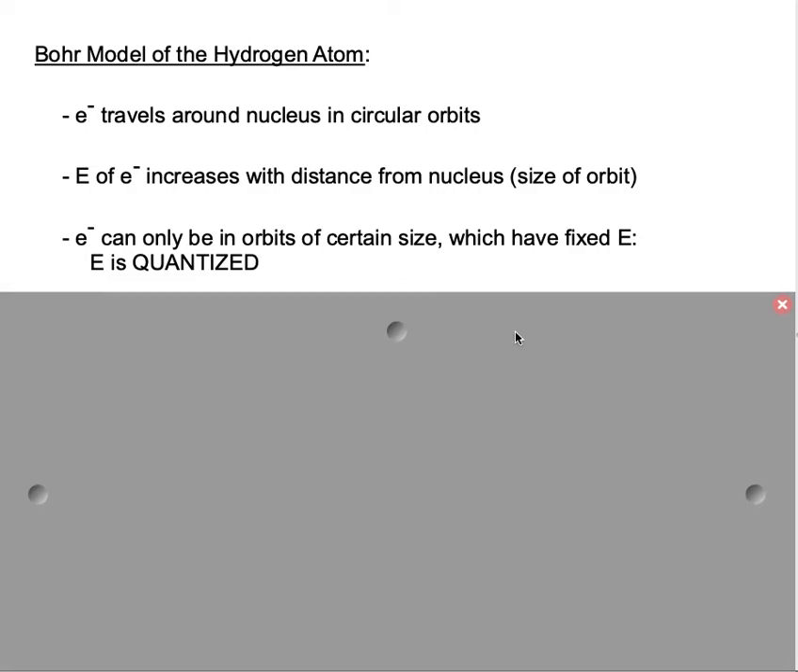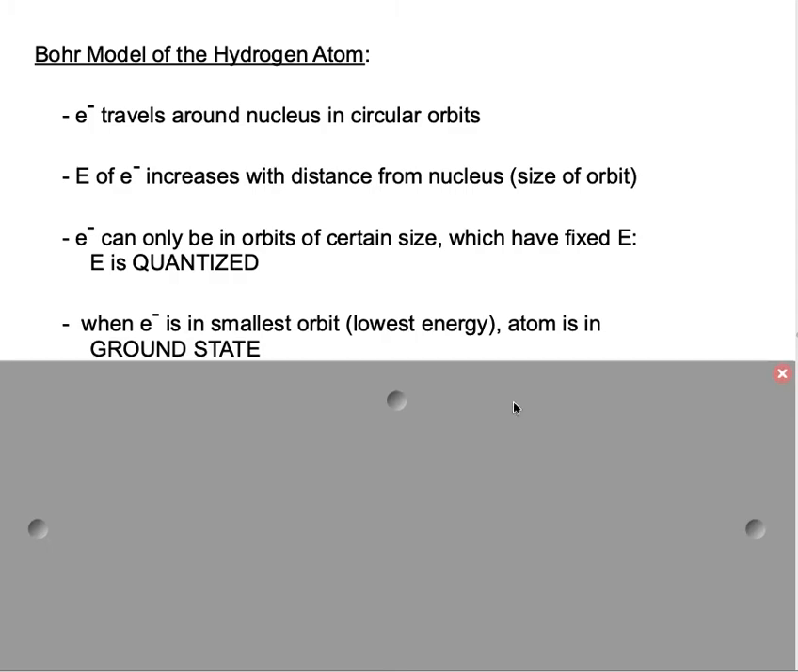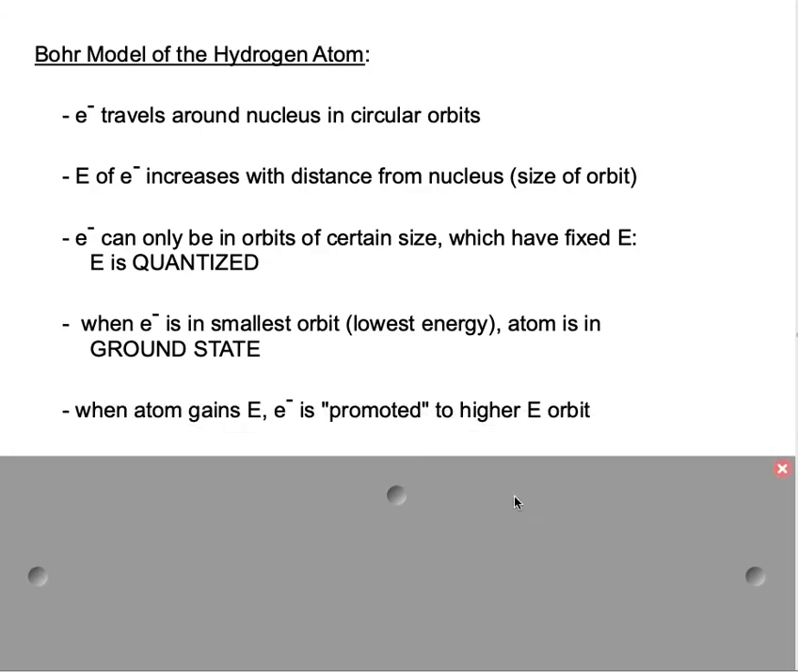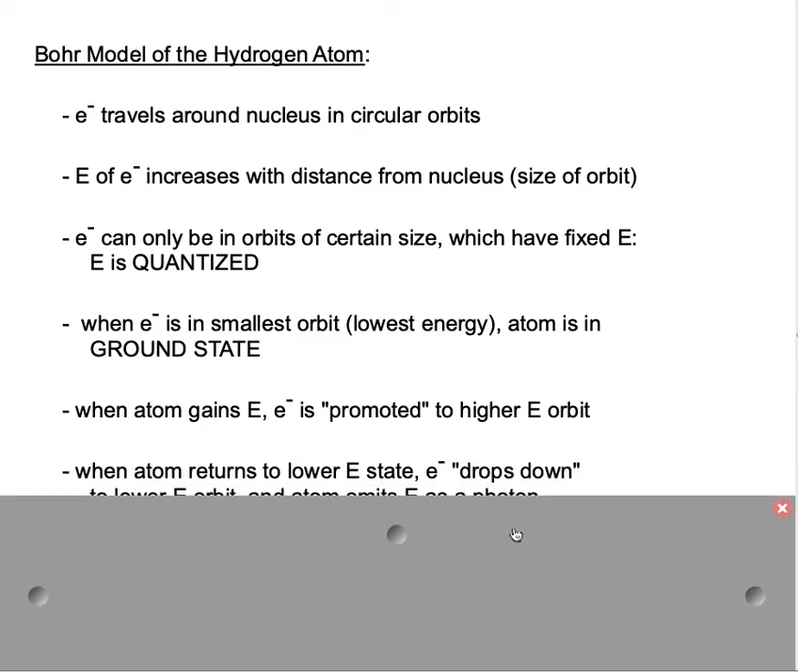The electron can only be in orbits of certain size which have fixed energy. Therefore, the energy is quantized. That's how Bohr explained quantized energy levels. The electron can only be in certain orbits which have fixed sizes and therefore energies. The electron cannot be between orbits. When the electron is in the smallest orbit, which corresponds to the lowest energy, the atom is in the ground state. When the atom gains energy by excitation, the electron is promoted to a higher energy orbit.